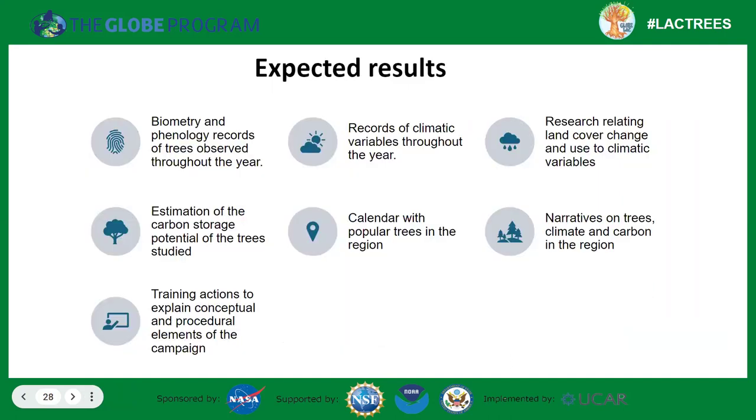As expected results, we hope from this campaign to have biometry and phenology records of trees observed, records of climatic variables throughout the year, as we mentioned with the protocols, research relating land cover change and use to climatic variables, and estimation of the carbon storage potential of the trees studied. We hope also to elaborate a calendar with popular trees in the region. We would like also to get from the teachers and the students narratives on trees, climate, and carbon. And also, and this was introduced this year, training actions to explain conceptual and procedural elements of the campaign.